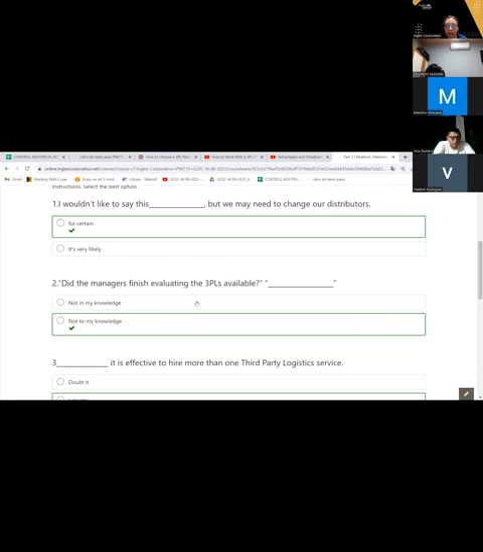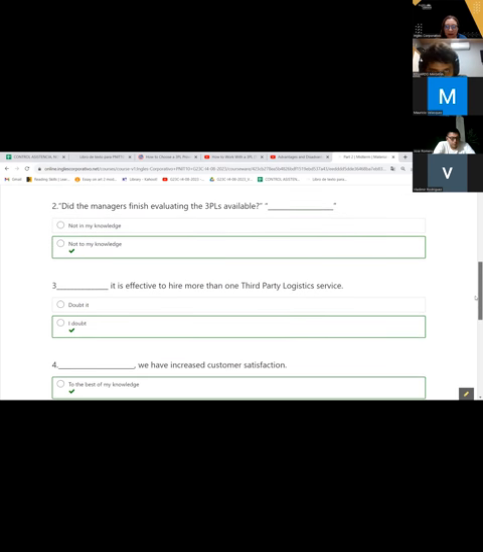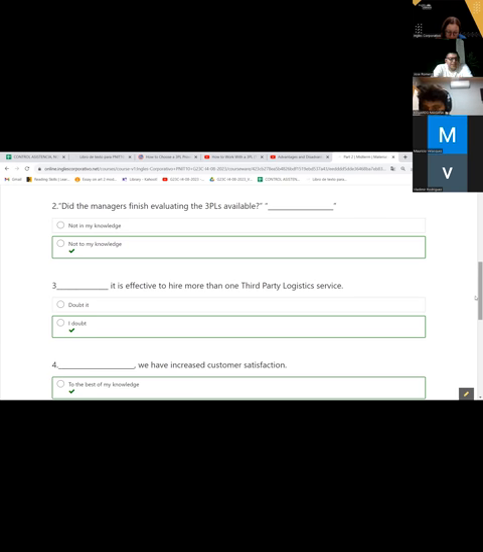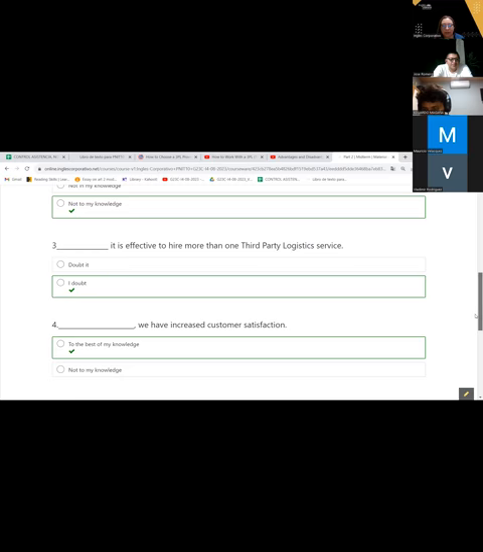Number two, can you help me read it, please, Eduardo? Number two. Did the managers finish evaluating the 3PLs available? And the answer: not to my knowledge, sorry. Not to my knowledge, no que yo sepa. Then number three. Jose, can you help us reading, please? I doubt it is effective to hire more than one third-party logistics service. Exactly. I doubt it is effective.